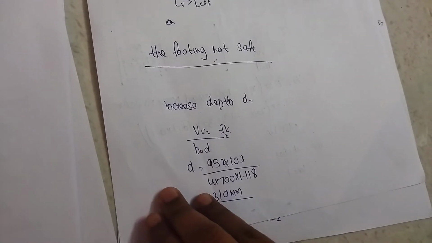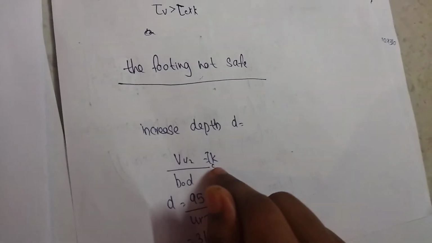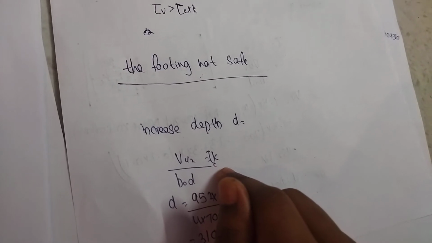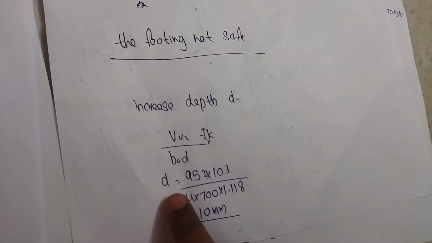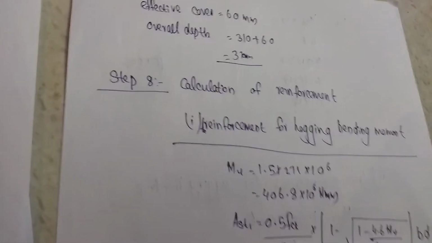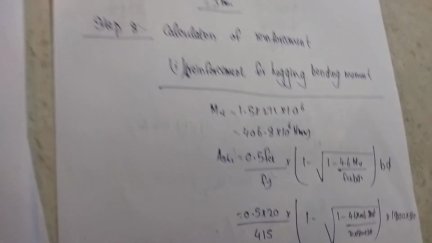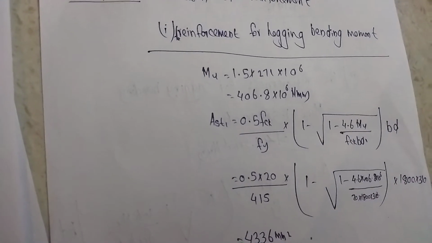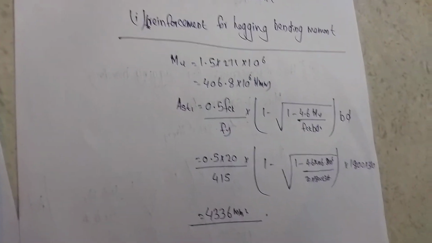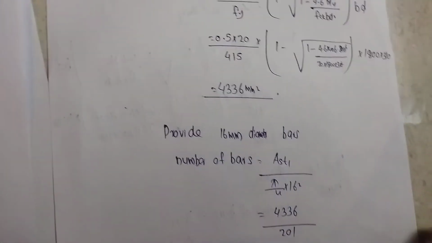Footing not safe. So increase the depth by using the same equation again, replacing tau v with tau c into k, and from that equation we get the d value. Then assume the effective cover as 60 mm and the overall depth as this one. Then calculate the reinforcement by using this equation. Just provide all the values and calculate the number of bars.